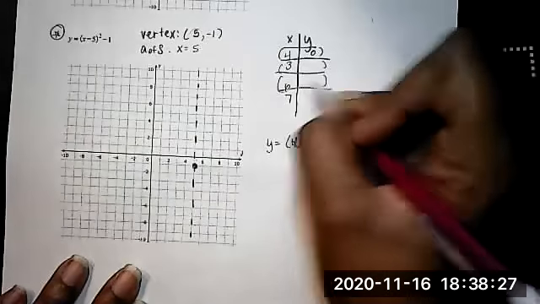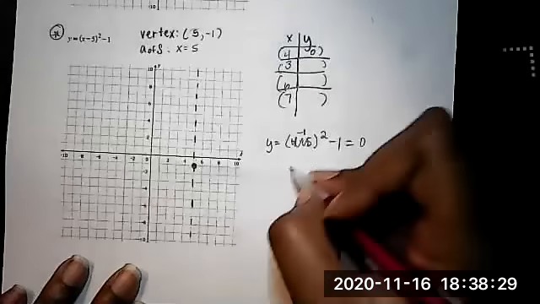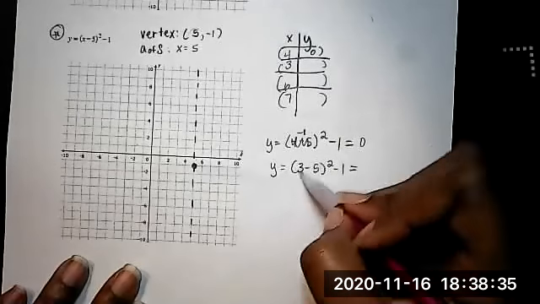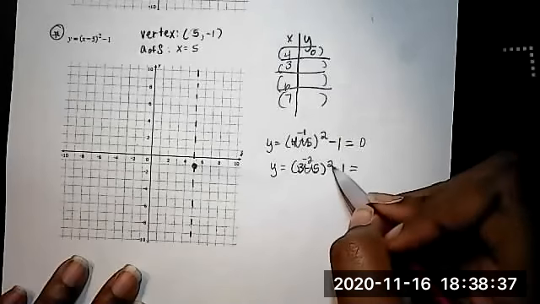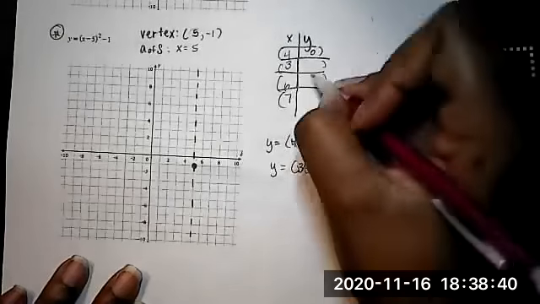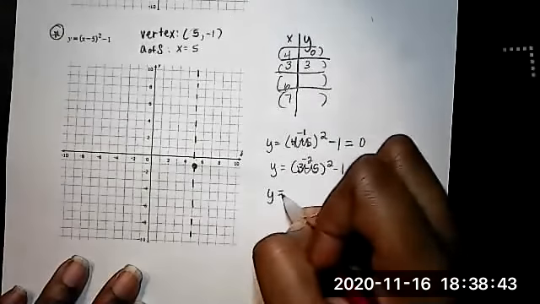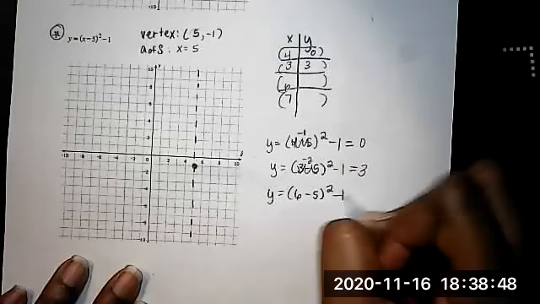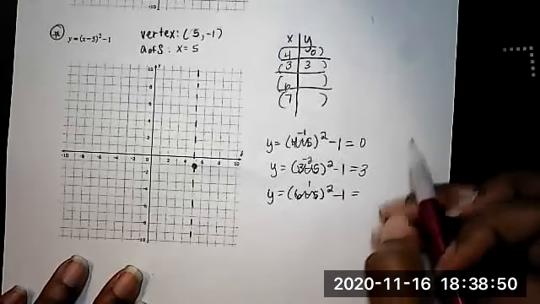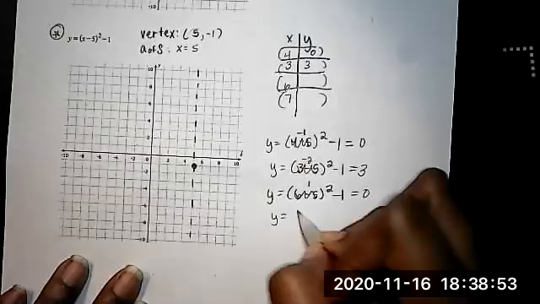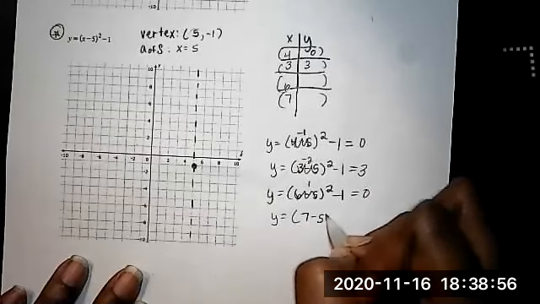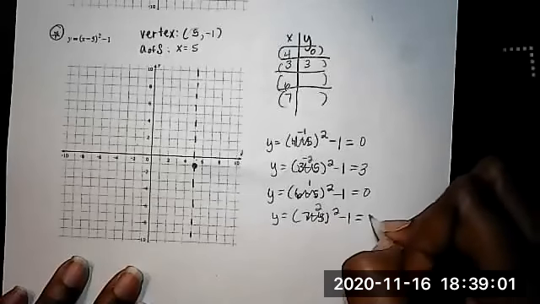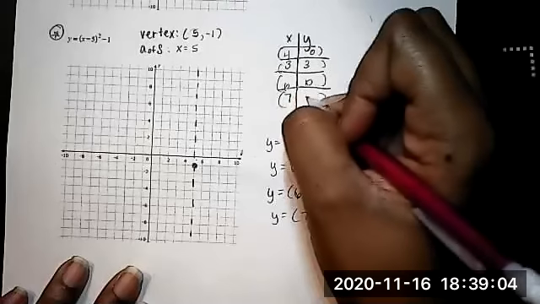For 3, so all those are points once I get them. So I'm going to replace x with 3 minus 5 squared minus 1. This becomes -2. -2 squared is +4 minus 1 is 3. Okay, 3, 3. And then 6 minus 5 squared minus 1. This becomes +1. 1 squared is 1, minus 1 is 0. And then this one is 7 minus 5 squared minus 1. And that becomes what? 2. 2 squared is 4. 4 minus 1 is 3. Okay, so we do have 7, 3 there.